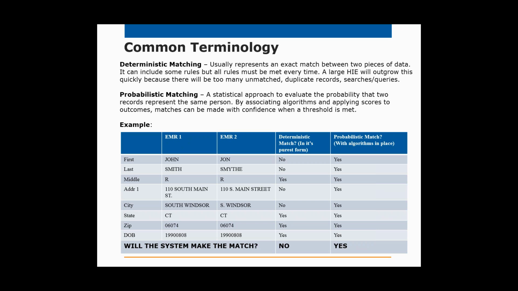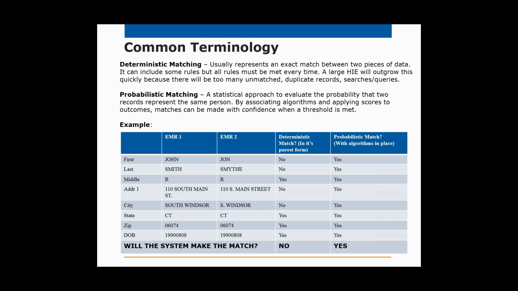So a large HIE would outgrow this quickly, or it actually would have a very difficult time taking off in a setting without an EMPI that is going to be a little more mature and complex. So you would end up with so many unmatched records, duplicates out there, that it would just lose its value for your providers, your patients, and all the clinicians who rely on it.